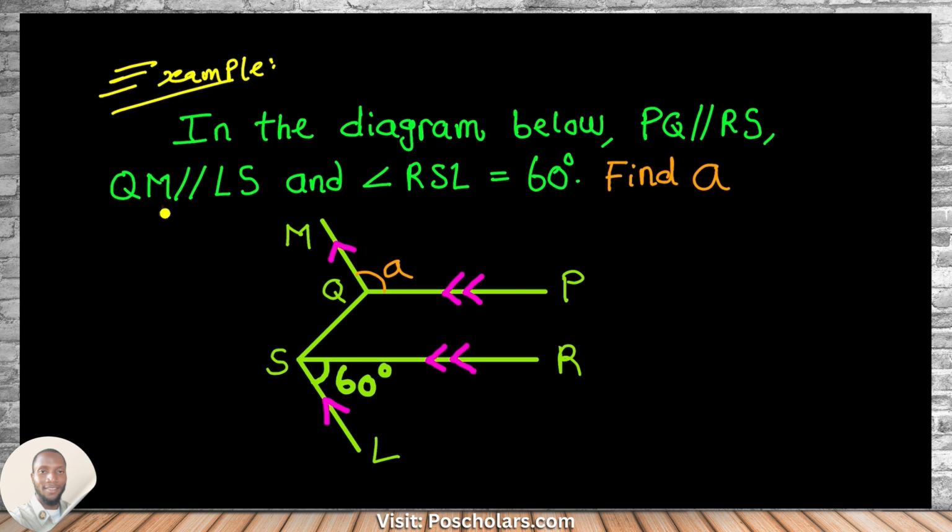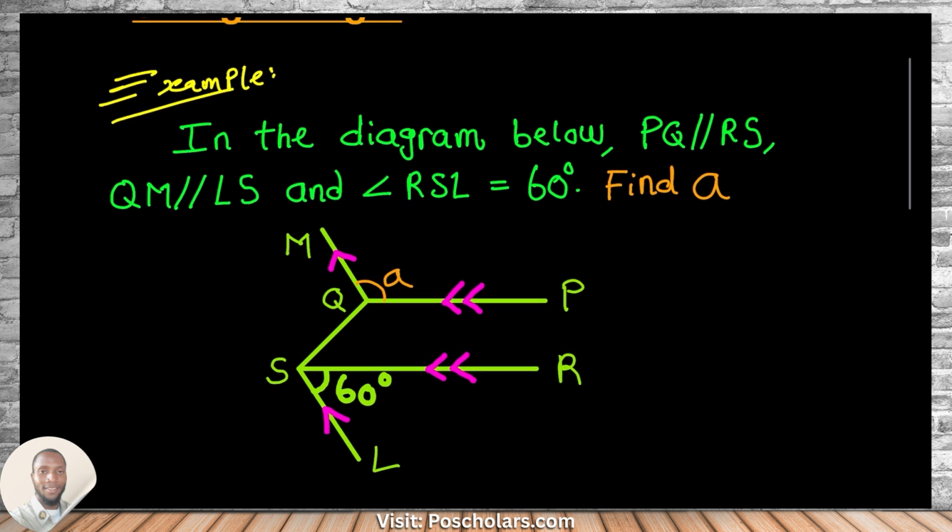Next, QM is parallel to LX. Let's check it. This is line QM is parallel to LX. You can see the symbol. That means this line extends like this, and this one also extends this way, and they can never touch. And angle RSL equals 60 degrees. We have established that already. So let's solve the question.